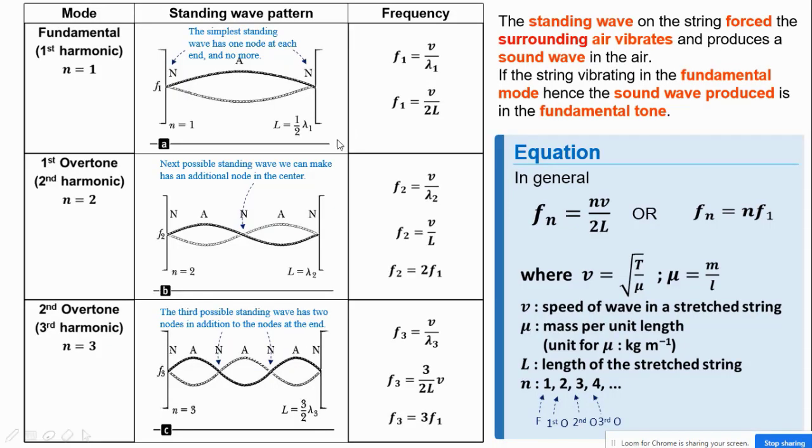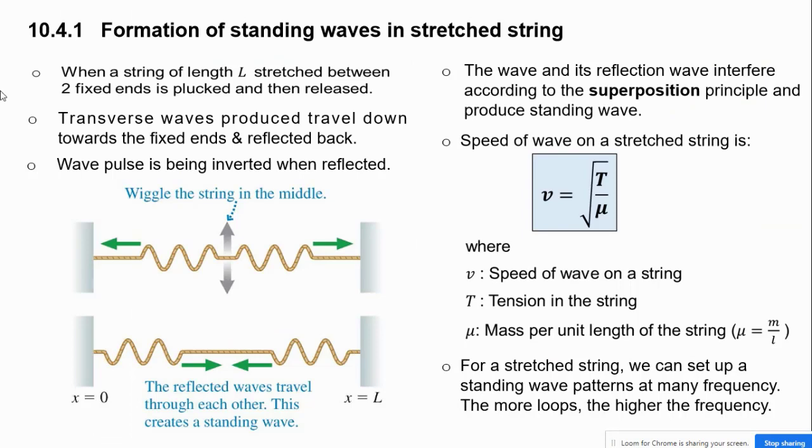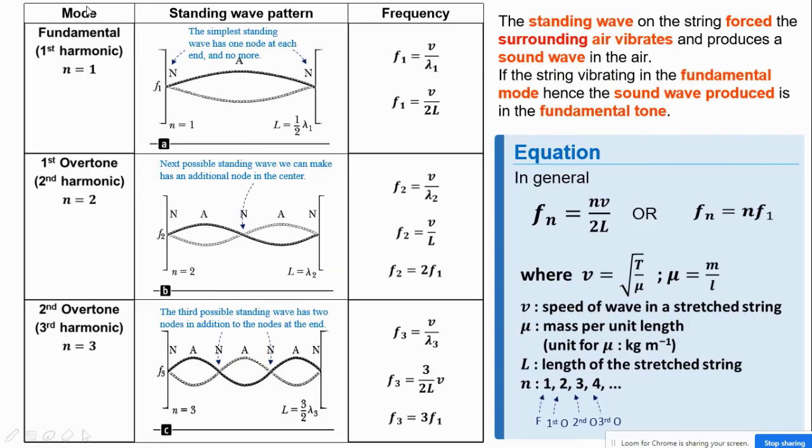So next, we have the table showing the mode, standing wave pattern, and frequency of a stretched string. So for the first one, fundamental mode, we have the first harmonic with the harmonic number n equal to 1. So this is the drawing pattern of the stretched string in the fundamental mode. The simplest standing wave has one node at each end and no more. So we have nodes at the ends of the string and an antinode in the center.